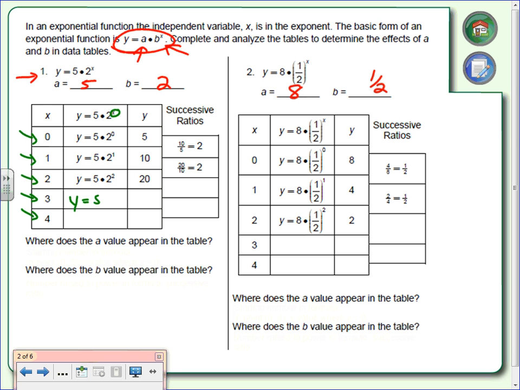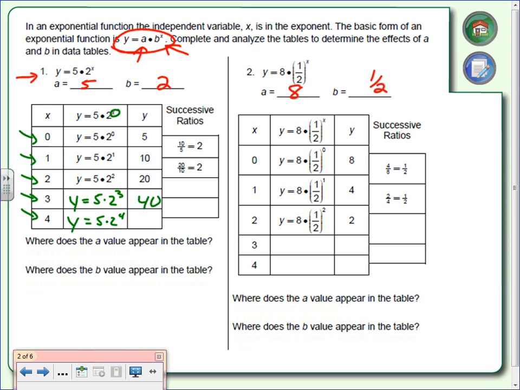Let's keep going here. Let's do the next one. Now we're going to type in our calculator 5 times 2 to the third power. Use that caret symbol again. When you do that, what are you going to get? 40. And then we'll do it one last time here.